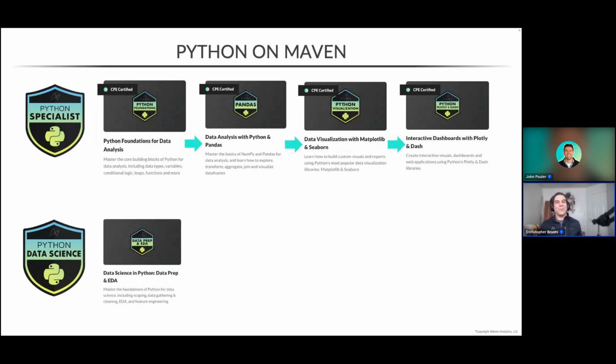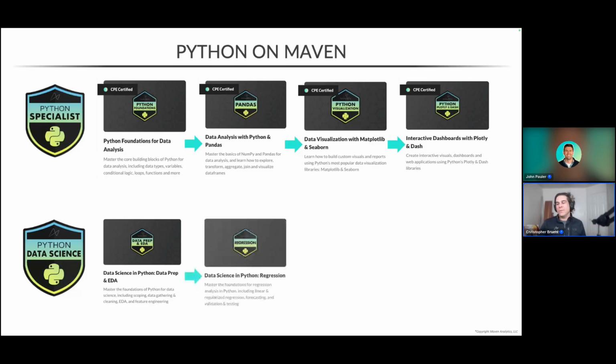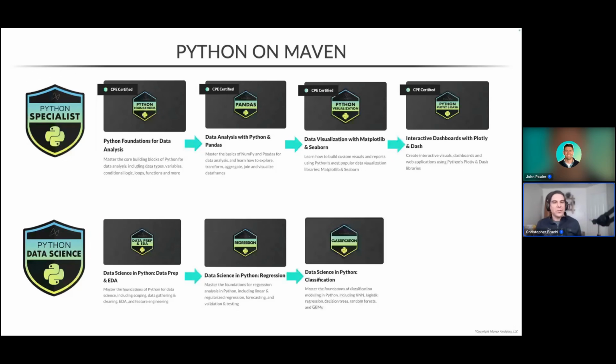So we start with data prep and EDA, which is all about getting your data into the right shape and format for machine learning, as well as exploring your data from that data scientist perspective for model building. We then move on to a regression course, which is all about predicting the value of numeric variables. And we have a time series component here as well. We also have a classification course, which is about predicting categorical outcomes, or will this happen or will this not happen?